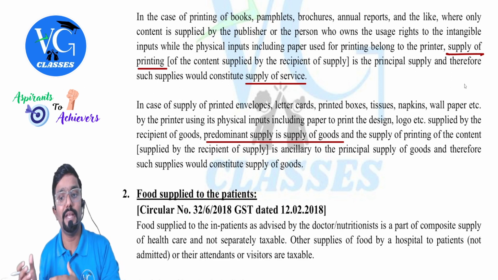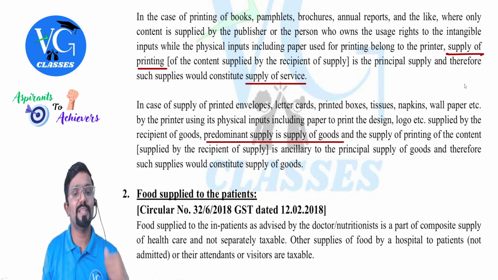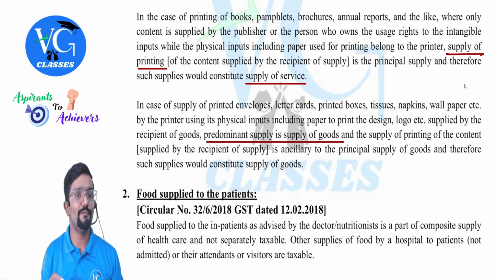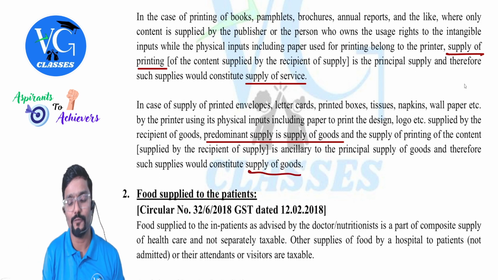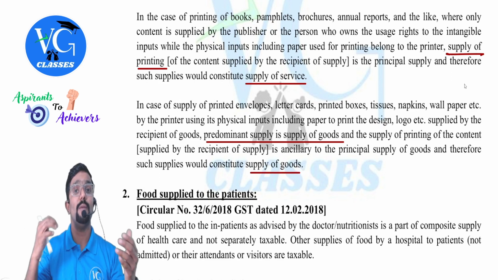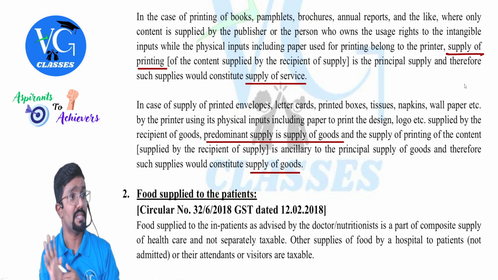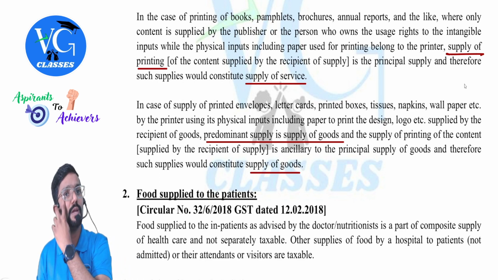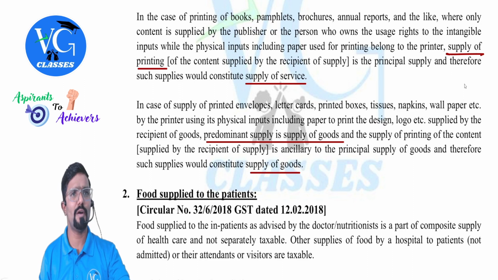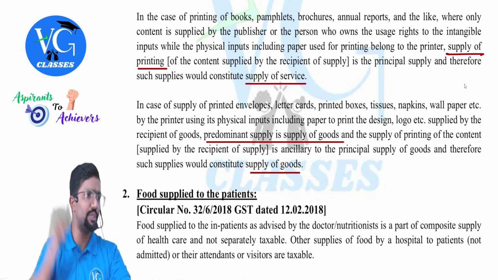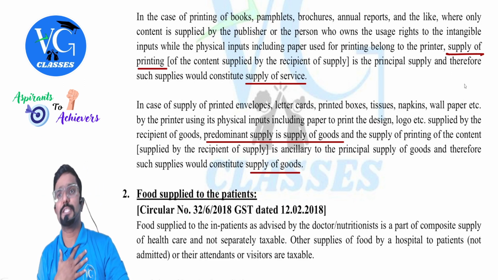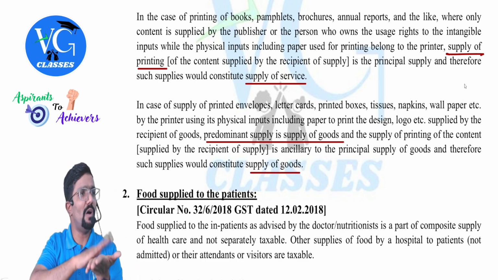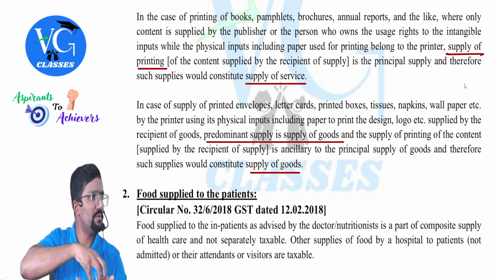And the supply of printing of content that is supplied by the recipient of supply is ancillary to the principal supply of goods. And therefore, it will be treated as what, guys? Supply of goods. Okay, see, both are printing, but different things are there. Guys, please listen. Now assume I went to a tissue shop, Ramesh. I wanted to purchase tissue, but not only tissue. Assume I have a restaurant, so I told a tissue manufacturer, sir, on each and every tissue, print my logo and give.